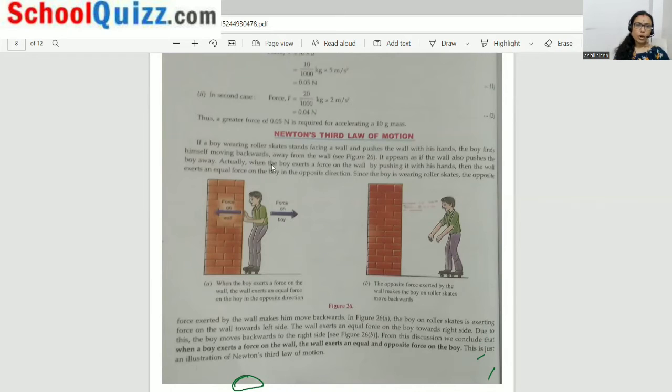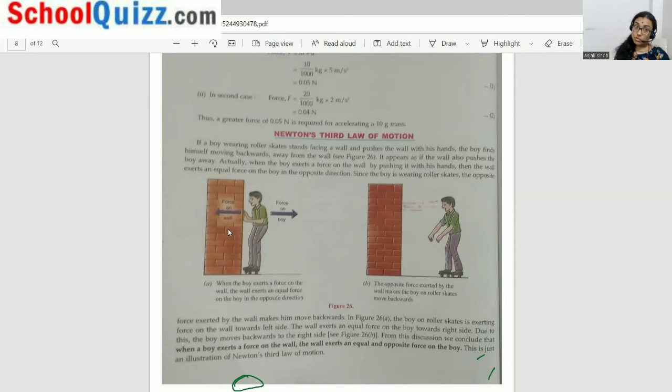Here you can see a boy wearing roller skates stands facing a wall and pushes the wall with his hands. So he started pushing the wall. The boy finds himself moving backward after he pushes the wall. So what does he find? He is also moving backward.